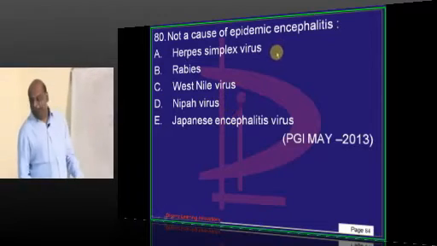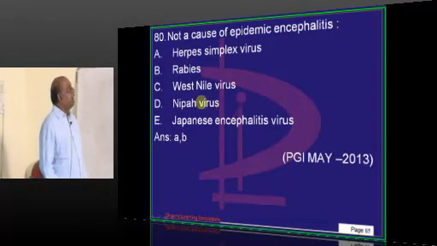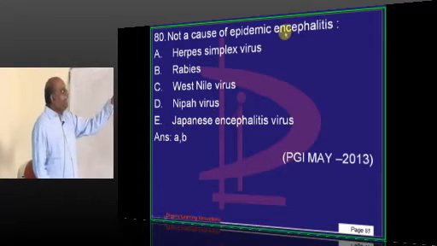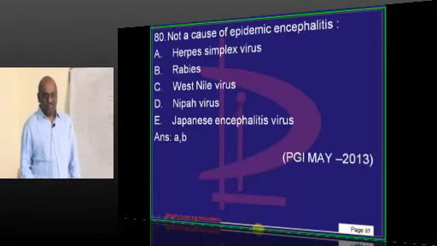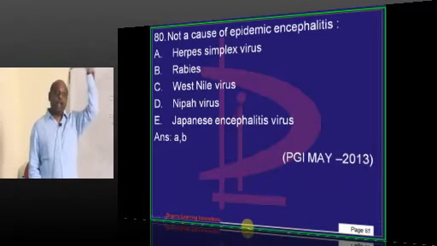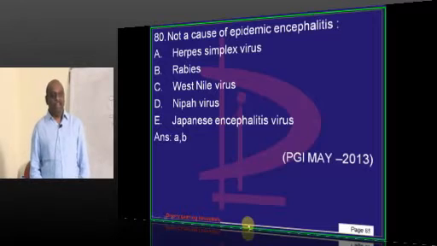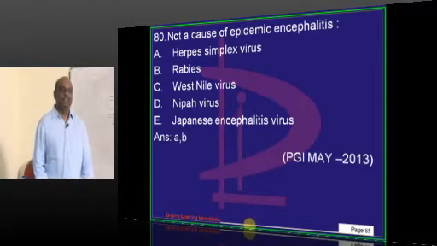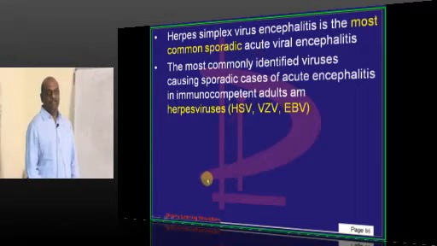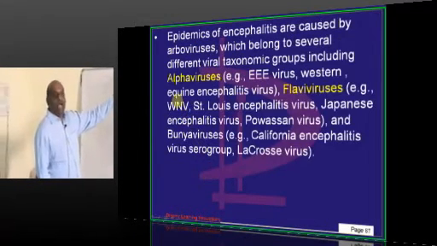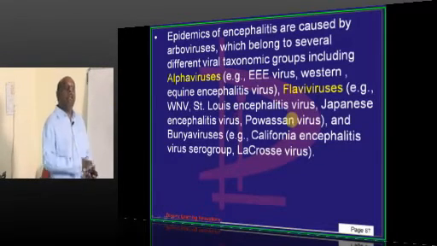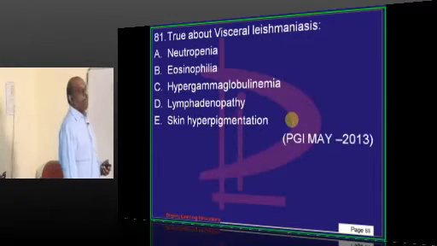Which is not a cause of epidemic encephalitis? Herpes simplex and rabies are not epidemic encephalitis, they lead to sporadic encephalitis. That's the idea. If a dog bites only one person, you get no rabies epidemic. Will the entire community get rabies epidemically? Unless that many dogs are there. Then HSV also is the most common cause of sporadic viral encephalitis. But if you take arboviruses, alphavirus, flavivirus, St. Louis, etc., they lead to epidemic encephalitis is what you need to remember.